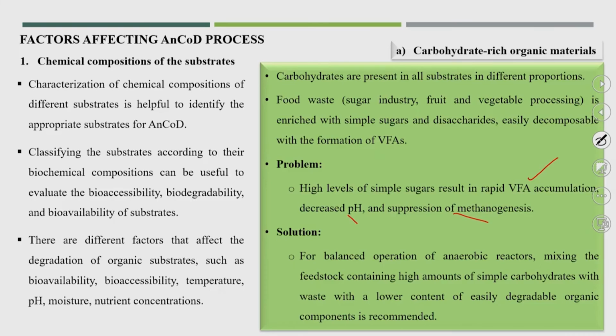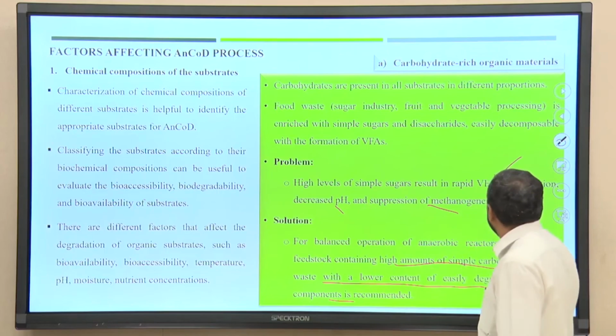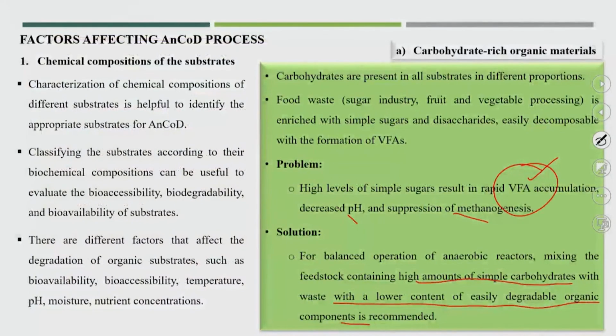So, what is the solution? For balanced operation of an anaerobic reactor, mixing the feedstock containing a high amount of simple carbohydrates with waste with a lower content of easily degradable organic components is recommended. So, here what is the idea? To balance both. If you mix both kinds of material, you will not find the problem of rapid VFA accumulation.